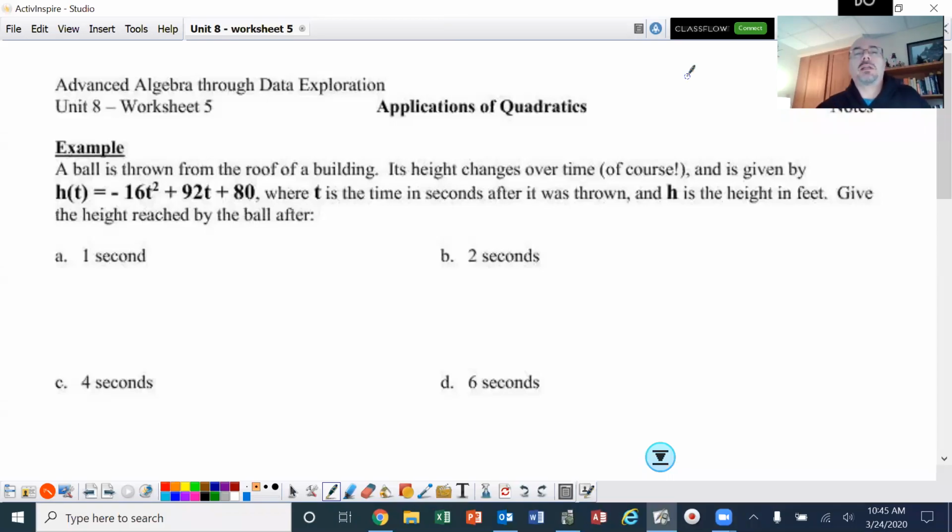Hello, ladies and gentlemen. Let's take a look at lesson number 5, applications of quadratics. Again, please copy these down in your notebook the best that you can. All right, here we go.